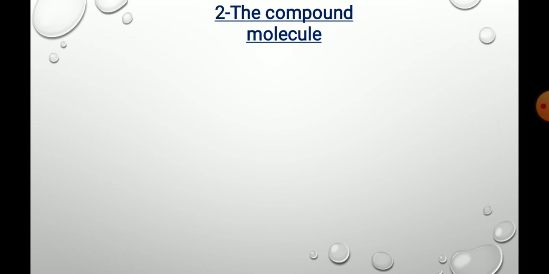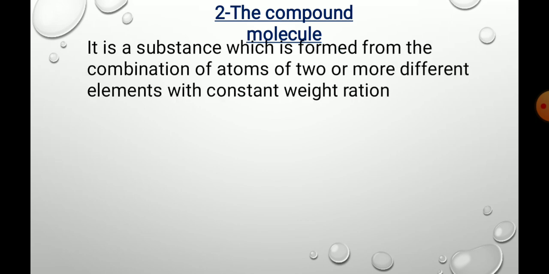Number two, the compound molecule. The compound molecule is formed of different atoms that combine together. Different atoms, but the element is similar atoms. First, the definition of the compound: it is a substance which is formed from the combination of atoms of two or more different elements with constant weight ratio.